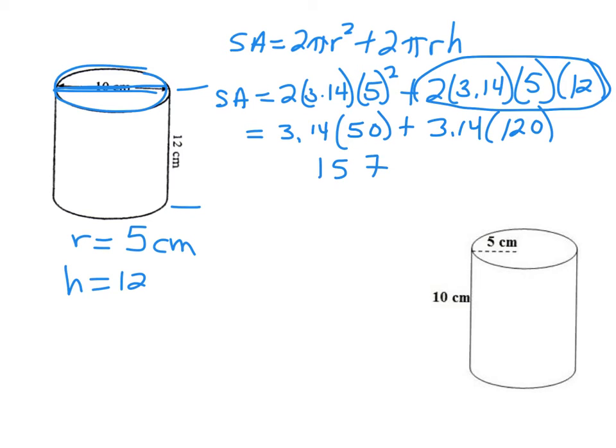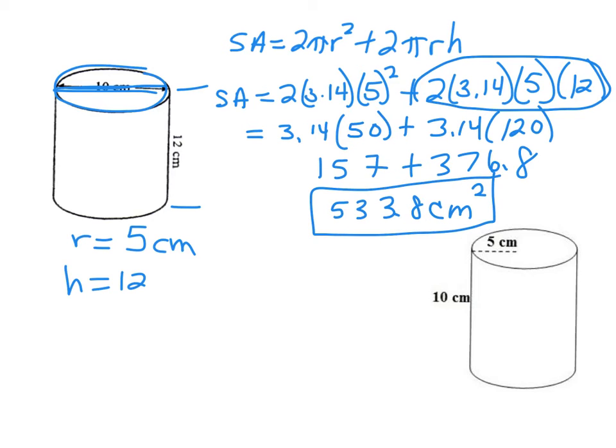That gives me 157. And then let's see, 3.14 times 120. That gives me 376.8. Add those two together, and you get 533.8 centimeters. And again, it's area, so I need centimeters squared.